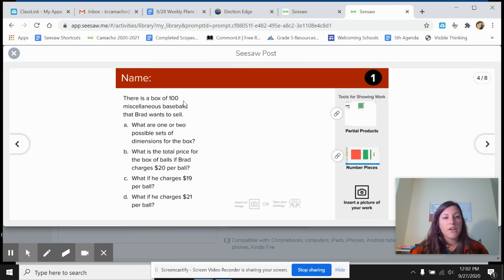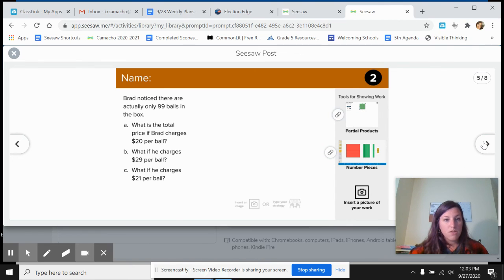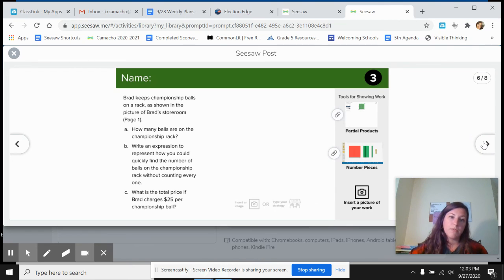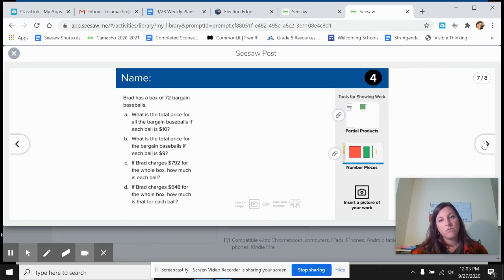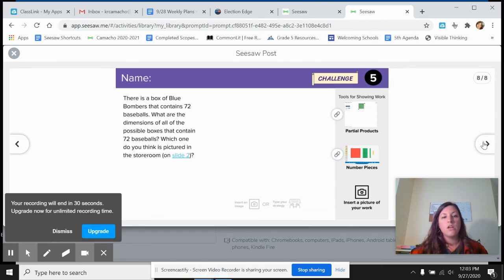So you can see here that there's always a base problem, and then there are a couple sub-problems. So if you decide to do this one, you will be solving all of these problems, and you'll be showing your work right here. Or you might choose to do this page, or this page, or this one, or this one is our challenge.